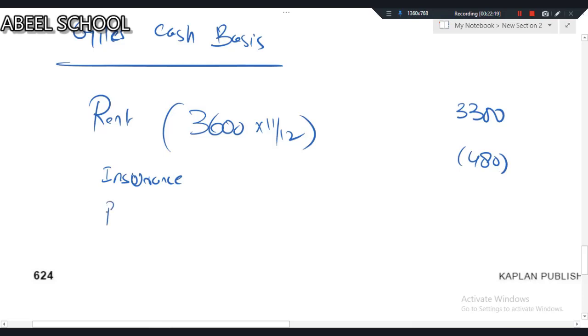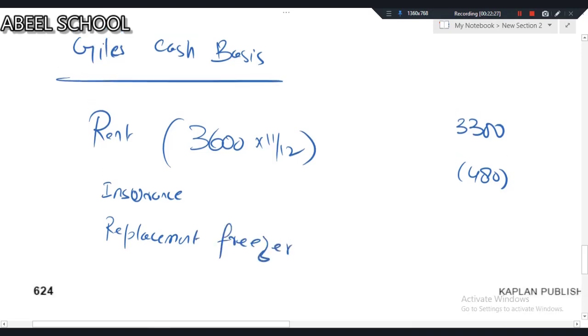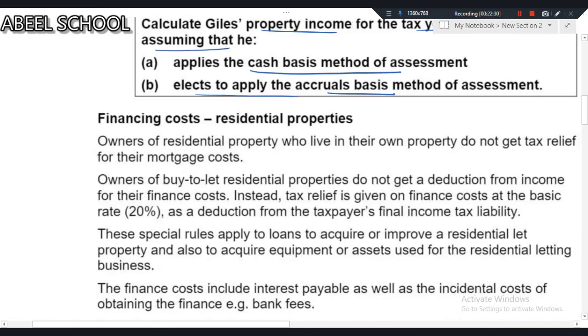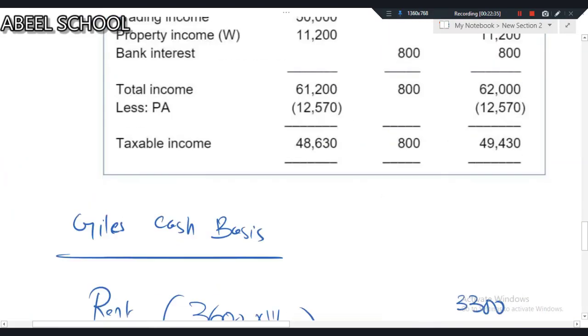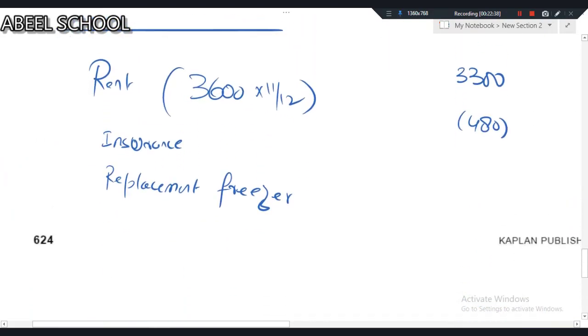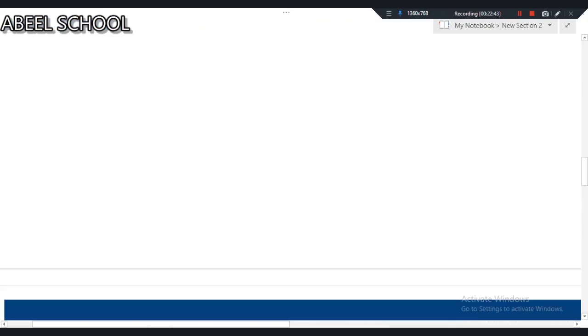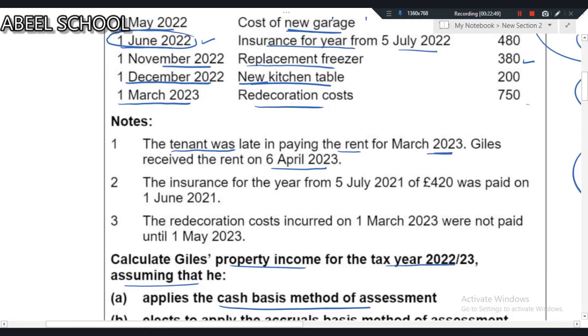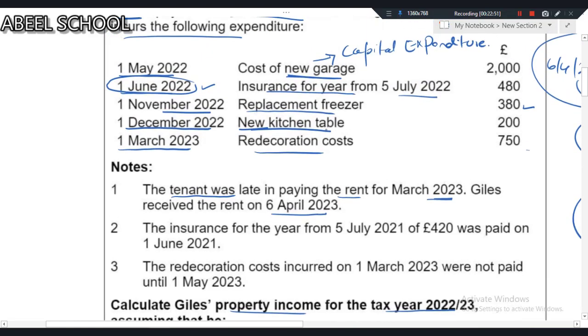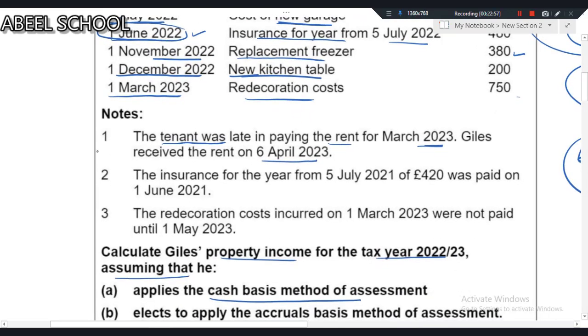And there's a replacement freezer. What was the amount for the replacement freezer? We have to check. It is 380. I think there's no other allowable expense. Let's read the question. It is a new kitchen table. That is why replacement furniture relief on the table is not available. Let's read for the redecoration. Point number, note 1 is done.